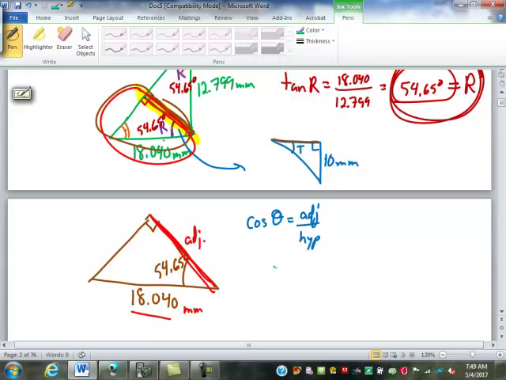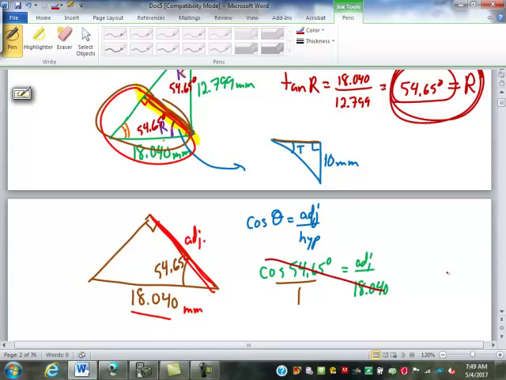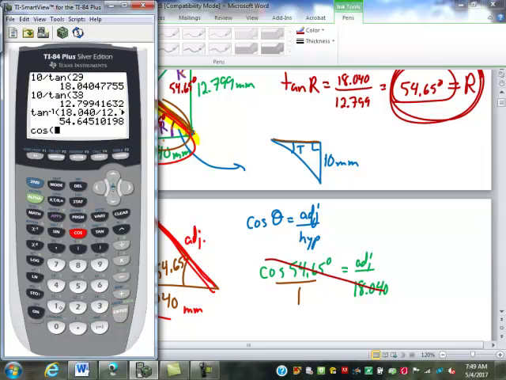So I'm going to plug in what I know. The angle is 54.65 degrees. The adjacent side is what I'm looking for. The hypotenuse is the 18.040. So again, I'm going to put this over 1 so I can cross multiply and divide. So this will be cosine of 54.65 times 18.040. Make sure you close that parentheses. Times 18.040 and then divided by 1. So I get 10.437.